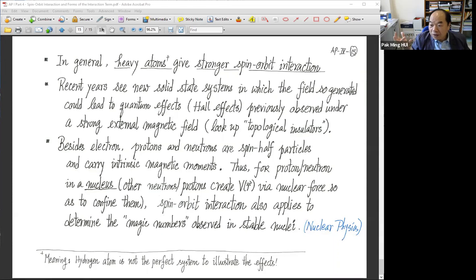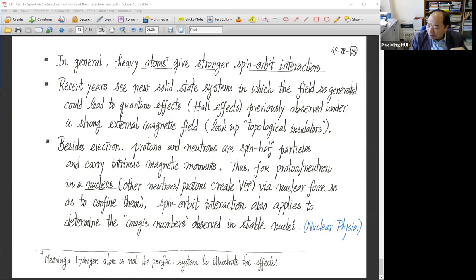You might have heard of it in 1122, the earlier physics course. It is about when a nucleus has some particular numbers of protons and neutrons, for example, 20, then this particular nucleus is stable. It's more stable than if it has one more neutron or one less neutron, or one more proton or one less proton. These are called magic numbers.